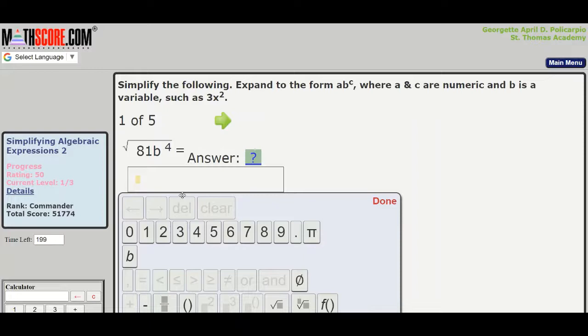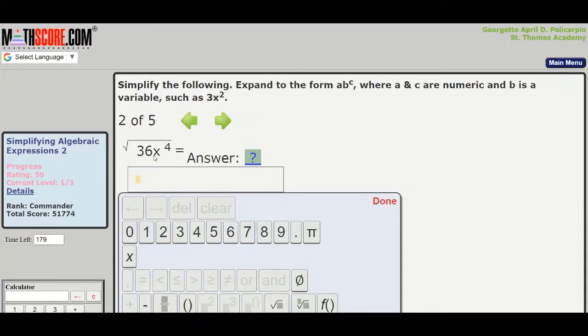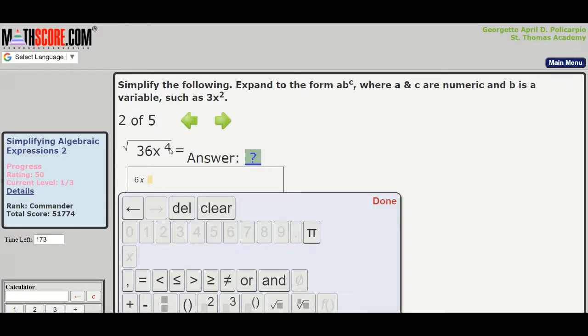Ayan. So, may radicals na tayo. Ganun ulit din. Square root mo to. Then, kalahatiin mo yung exponent nito. No, so square root of 81 ay 9. B raised to half ng 4 ay 2. No? Kasi lagi naman ganun pag square root. O, done. 36x to the 4th, square root of 36 ay 6. 6x to the half ng 4, 2.